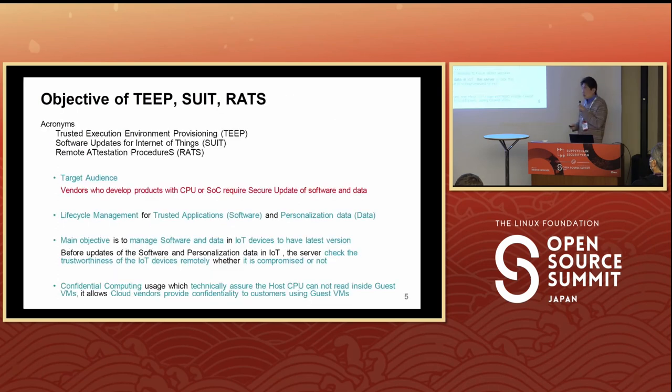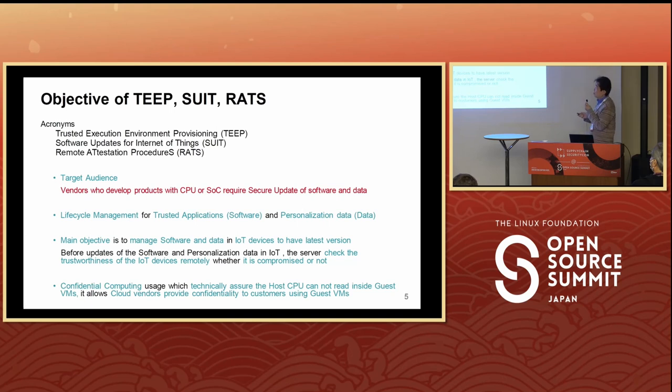And today, to talk about IETF, the problem is TEEP consists of other working group activities, so I have to talk about SUIT and RATS. TEEP is an abbreviation of Trusted Execution Environment Provisioning, SUIT is Software Update for Internet of Things, and RATS is Remote Attestation Procedures.